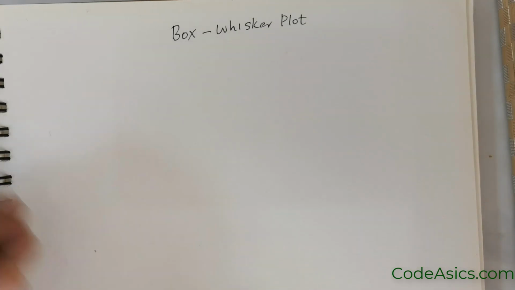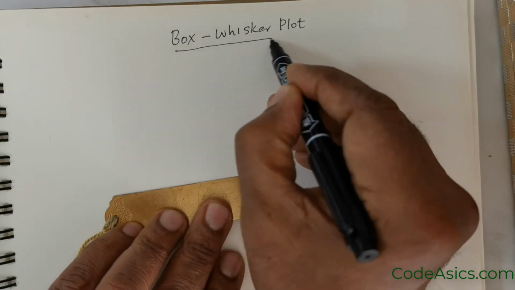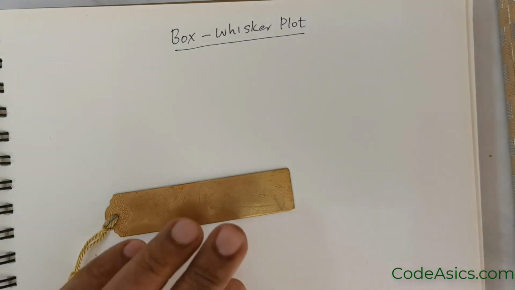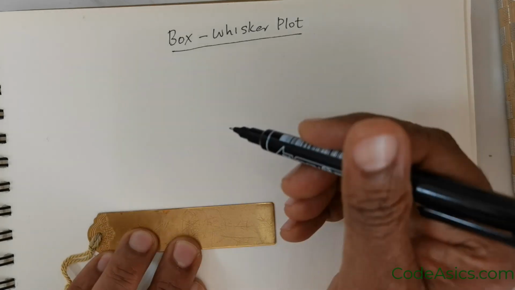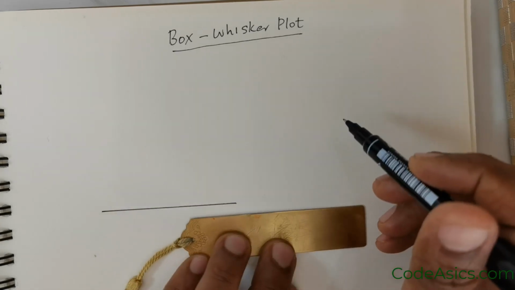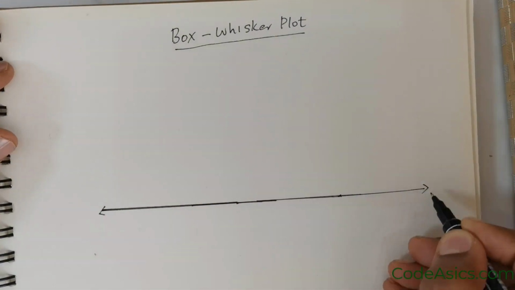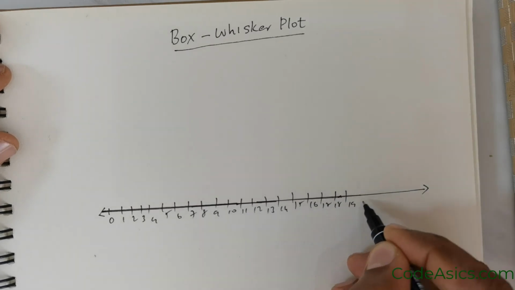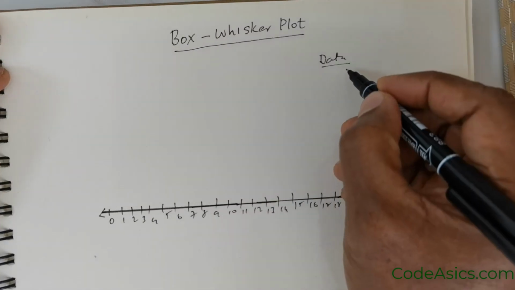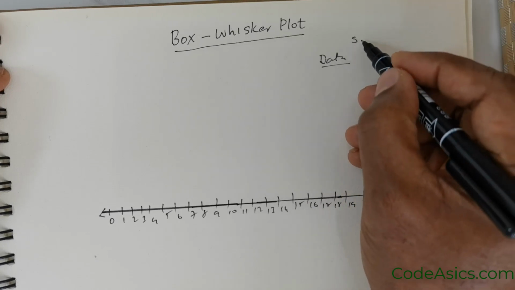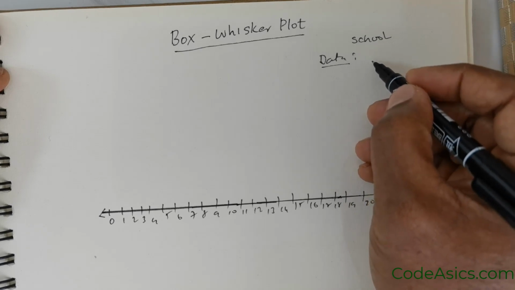Welcome everybody. In today's class we are going to be learning and understanding about the box plot. It's also called a box and whisker plot. Now foremost, let me draw the number line, which is very important. Now we have the following data: the teachers working in a certain school and their experiences.